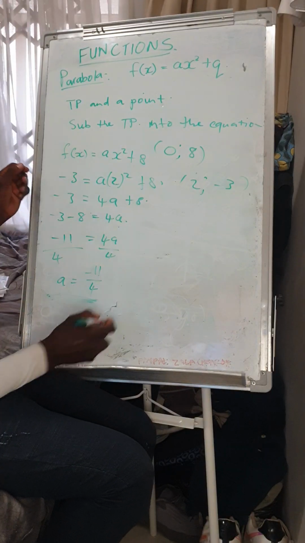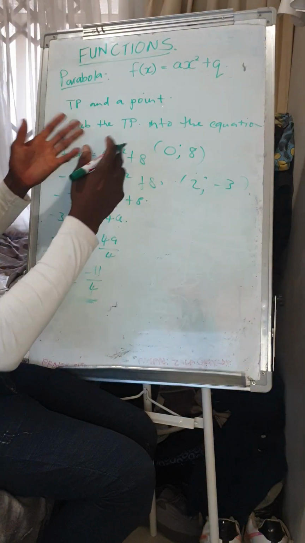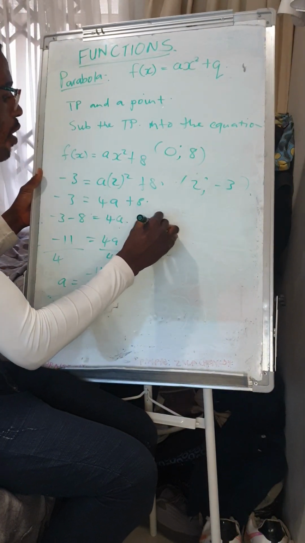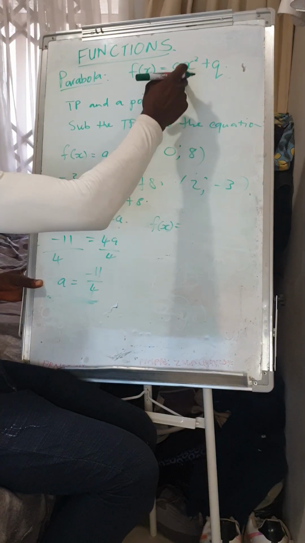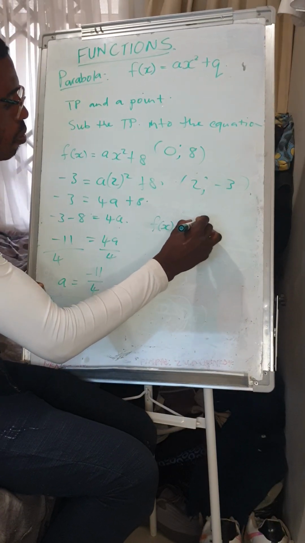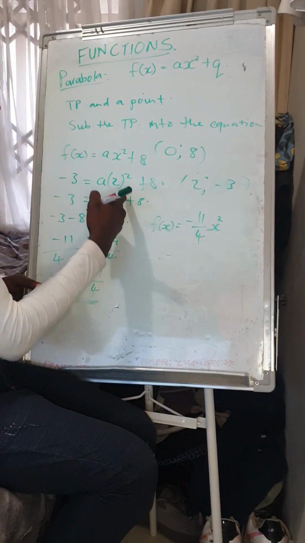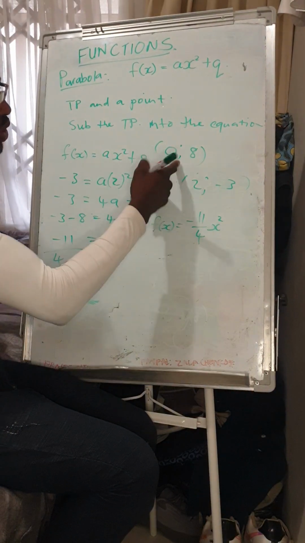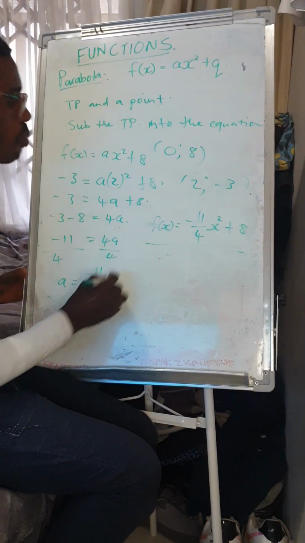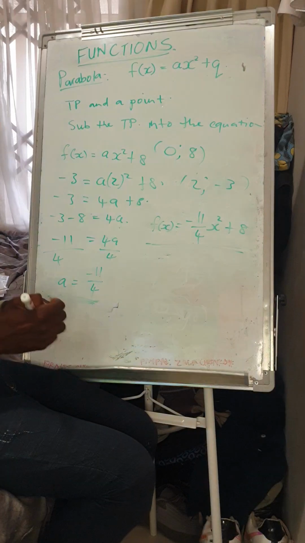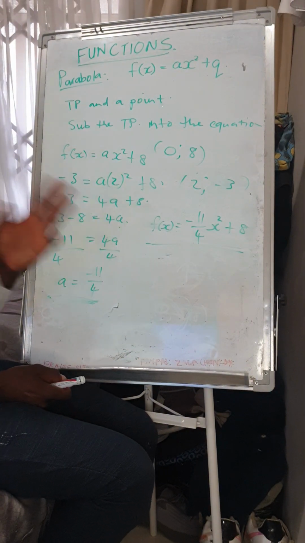Now what can you do here? You are asked to determine the equation of this parabola. So you have f of x equals, now that you have the value of a, remember it's ax squared, so -11 over 4 times x squared. And here we put 8, which is the y-intercept, plus 8. So this is our equation of the parabola. Right, now I think this is understandable.